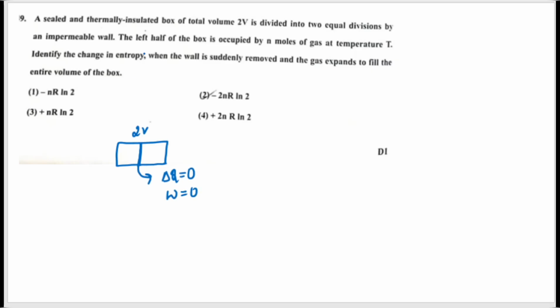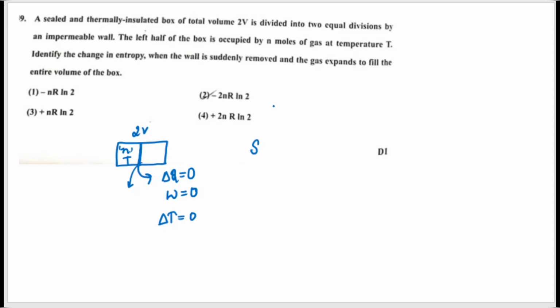Yes. Now, let us study the question. The left half of the box is occupied by n moles of gas molecules at temperature T. Now, identify the entropy we need to find. That is S we need to find. When the wall is suddenly removed, the gas expands to fill the entire volume of the box. Now, if this work done is 0 means the change in temperature is also 0. If change in temperature is 0 means the internal energy change will also be 0. Because internal energy only depends on the temperature.